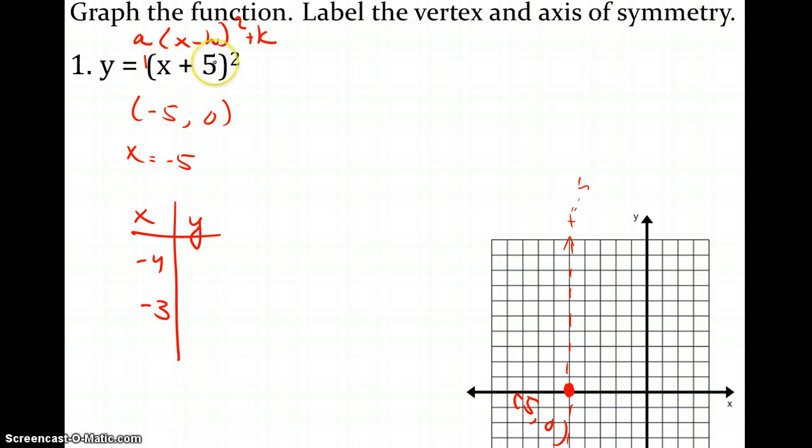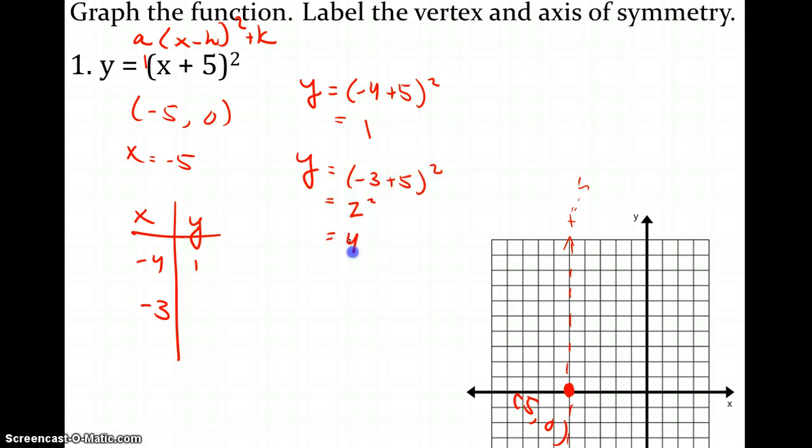Plugging each of these into your equation, you'll get y equals (−4 + 5)². Negative 4 plus 5 is 1, and 1 squared is 1. And negative 3 as well would be (−3 + 5)², which gives me 2 squared, which would be 4.